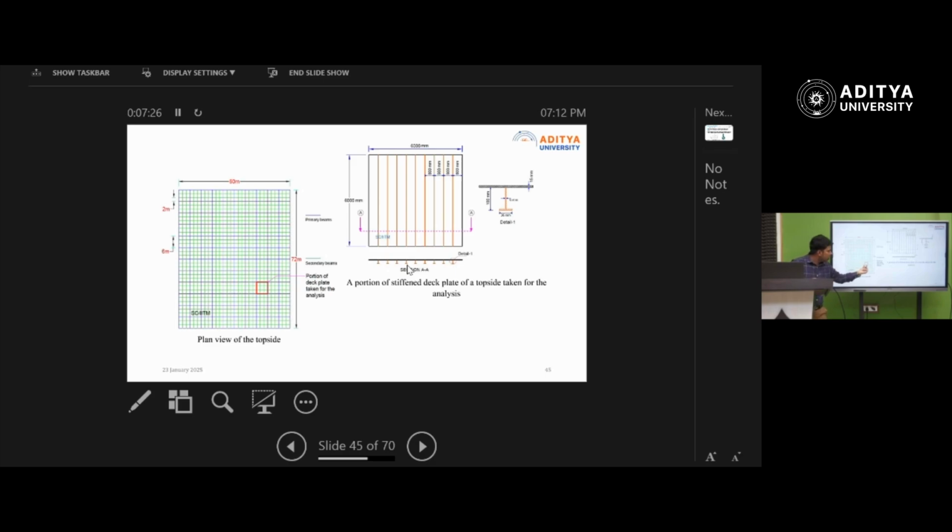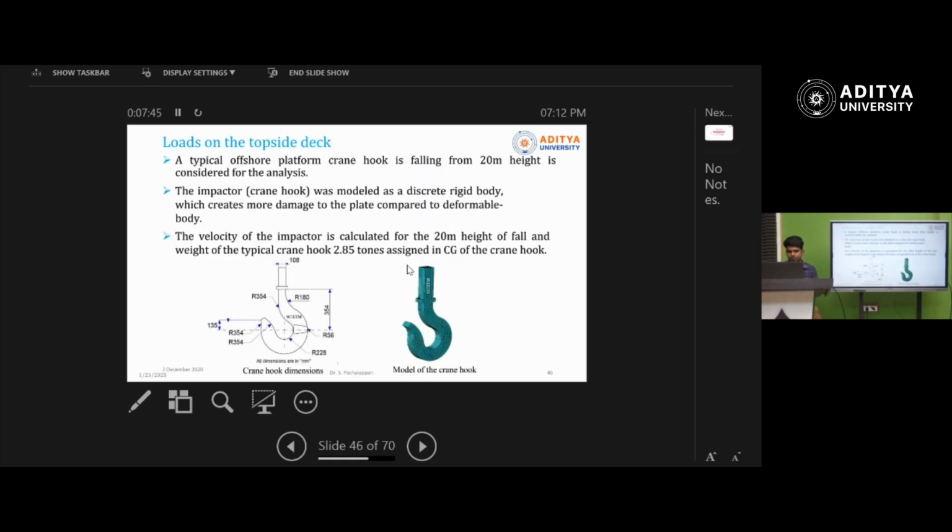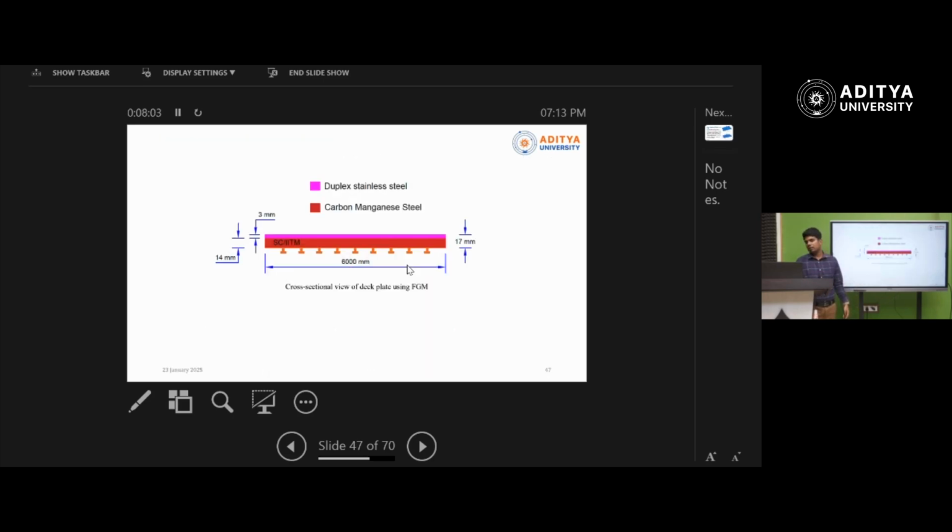In that, a small portion is taken for the analysis because there the explosive materials are stored, for example, hydrocarbon or crude oil. And the deck plate is supported by stiffeners in order to resist the penetration of missiles or the fall of objects. For a practical application, I have taken a crane hook, which weighs 2.85 tons, falling from a 20-meter height directly onto the deck plate. Then what would be the consequences? It was analyzed using Abaqus.